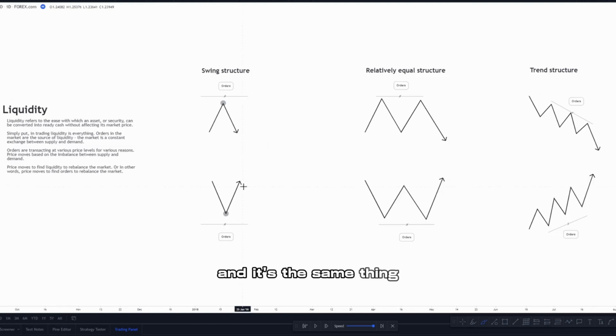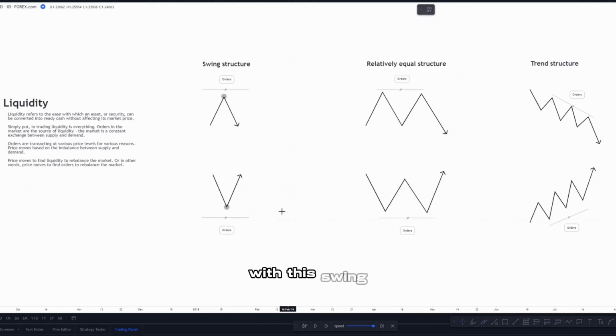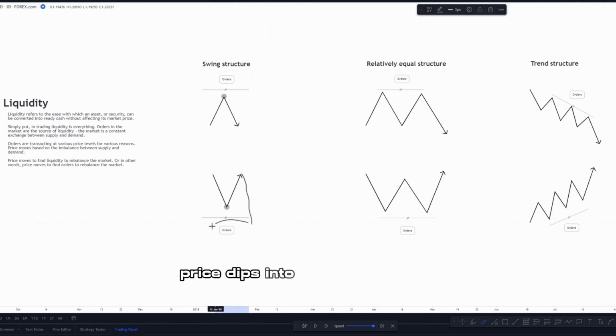And it's the same thing with this swing low here as well. We get an imbalance, price dips into this liquidity pool, or this large pool of orders. It rebalances price. It finds that flow between buying and selling, and then price again moves in the opposite direction. Why is it doing that? Because we rebalanced price on the low end. Now we need to rebalance price on the high end. That is what price is doing.